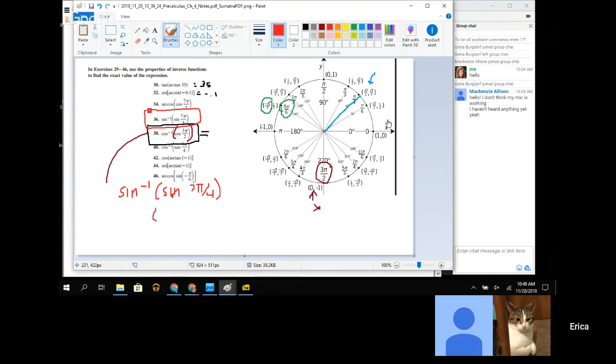So the first thing we need to do is what's inside the parentheses. What is the sine of 7 pi over 4? Well, the sine of 7 pi over 4 is down here, and it is your y value, right? Your cosine is your x value, your sine is your y value. So the sine of 7 pi over 4 is negative square root of 2 over 2. So then what is the inverse sine of negative square root of 2 over 2?